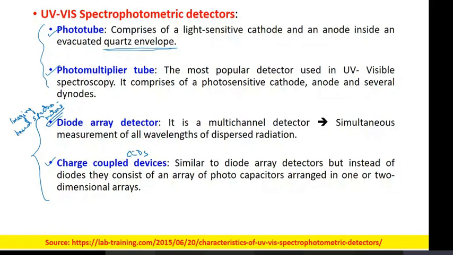Okay. The photomultiplier tube is the most popular detector used in UV visible spectroscopy. It comprises a photosensitive cathode, anode, and several diodes. Basically, this photomultiplier tube is an upgrade of the phototube. Okay, so herein the sensitivity is quite high.